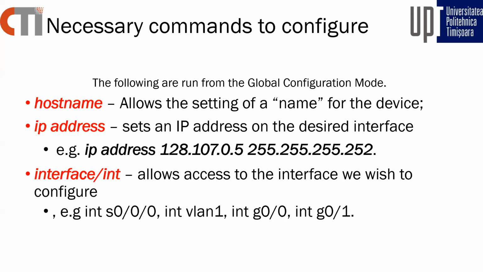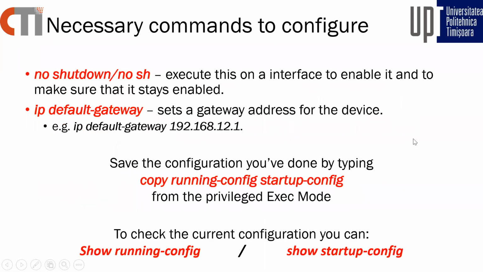Similar with interface, if you wish to go to a specific interface, you have to type interface or the shorthand int. And you can see that from these particular lines and from these particular examples, configuring something is extremely simple, especially if you know what it is that you actually want to do. So if you want to put on a name for the device, you have to type in hostname. If you want to go to a specific interface, you have to type in interface. And if you want to configure an IP address, all you have to do is type ip address.